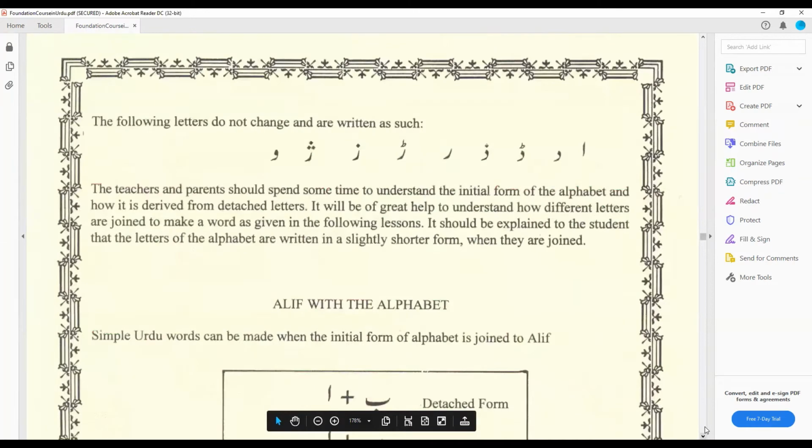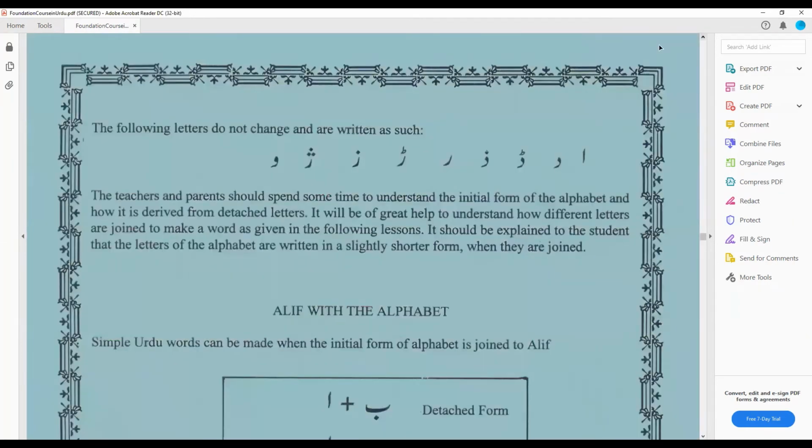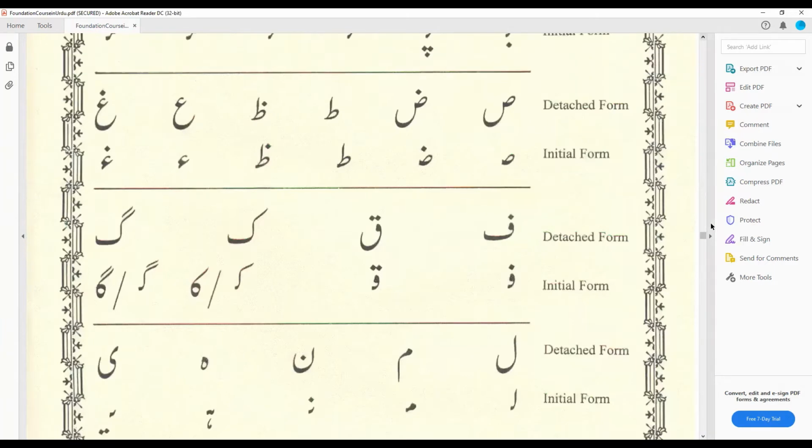When we come to the, sorry. Oh, that is so noisy.